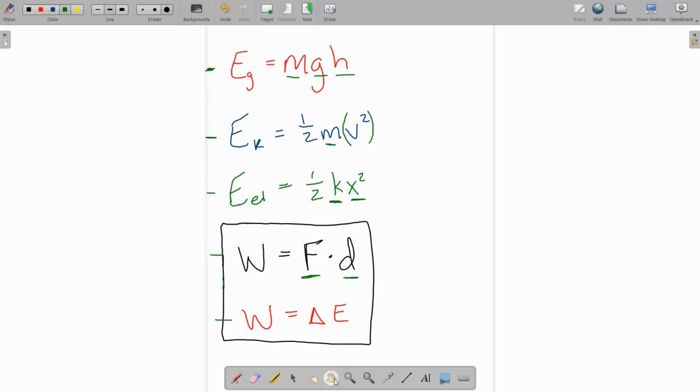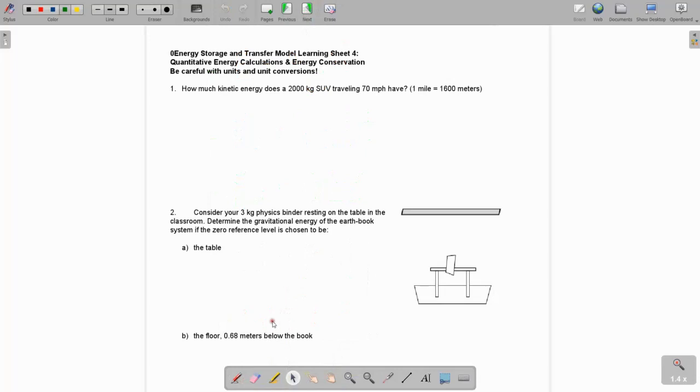Let's go ahead and look at the first couple problems here. We're going to do this in two parts. I'm going to do 1 through 5 with you first, and then I'll have separate videos for 6 and 7. So this first problem says, how much kinetic energy does a 2,000 kilogram SUV traveling 70 miles per hour have? So it's 2,000 kilograms, it's moving 70 miles per hour, and it does give us a conversion here because we will want to convert this.